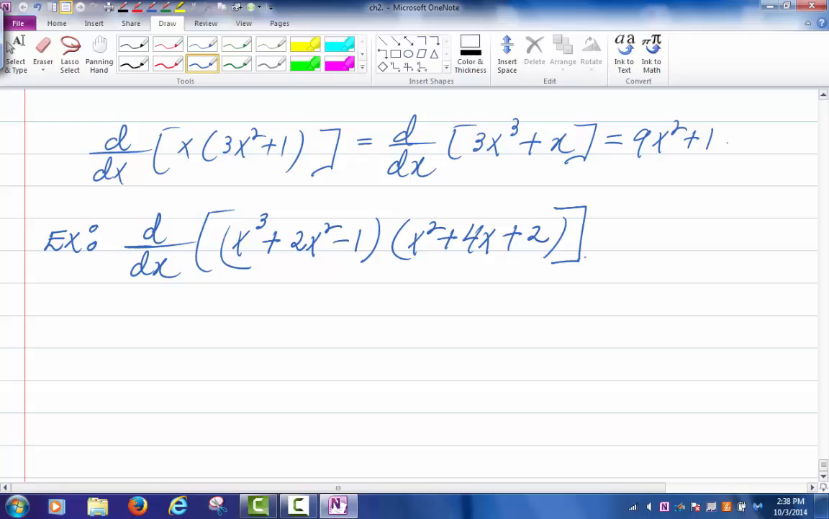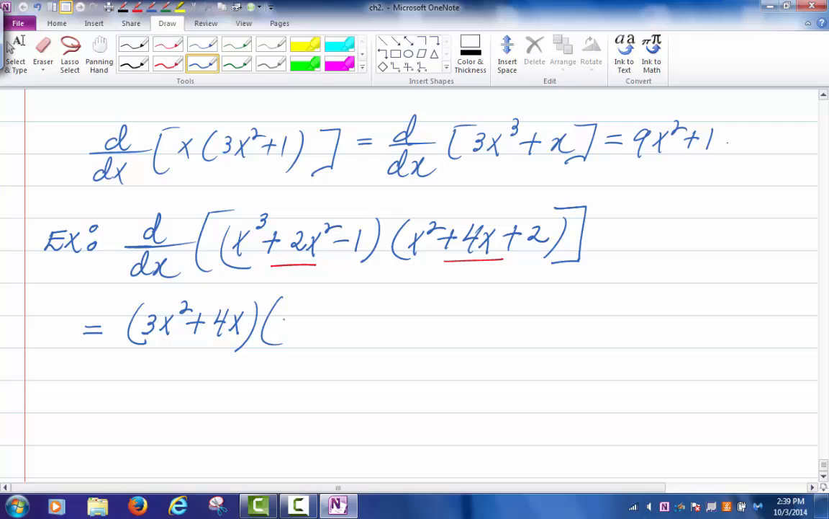Okay, I guess it's doable, you can still multiply out first and then take the derivative by using the power rule, but of course it takes a little bit more time to do that. Let's just apply the product rule here. So I have two factors here, and I take the derivative of the first factor, right? What's the derivative of the first factor? It'll be 3x squared plus 4x. That's the derivative of the first factor.